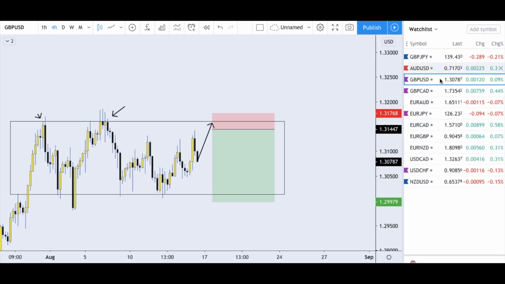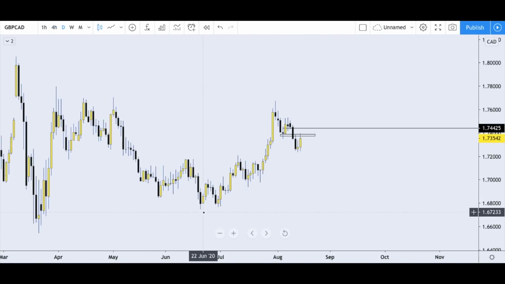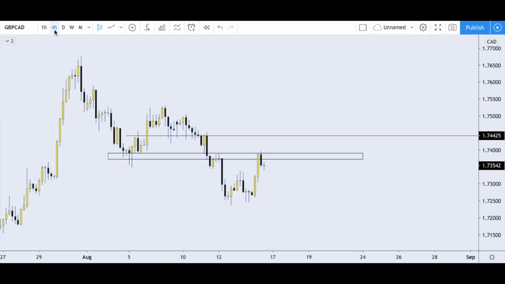Now the second setup I want to share with you guys is GBPCAD. Now on the daily time frame, we have been in an uptrend and we have been pushing up higher and higher. However, with the current market and the current price action, I noticed that price is starting to gain some bearish pressure and some bearish momentum, especially if we were to drop down on the 4-hour time frame and look at market structure.